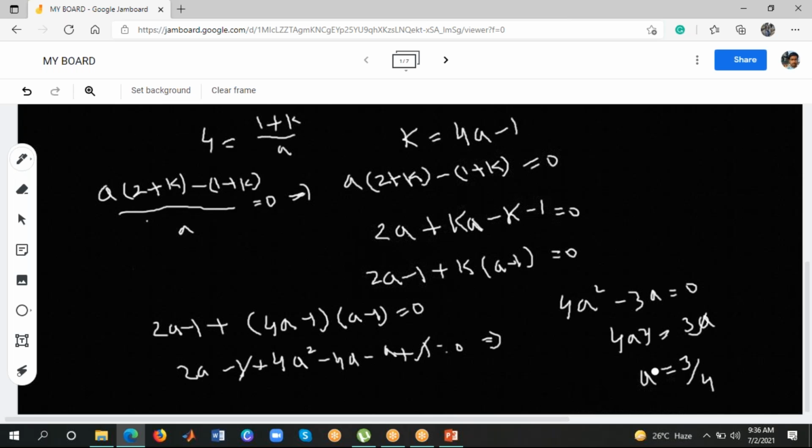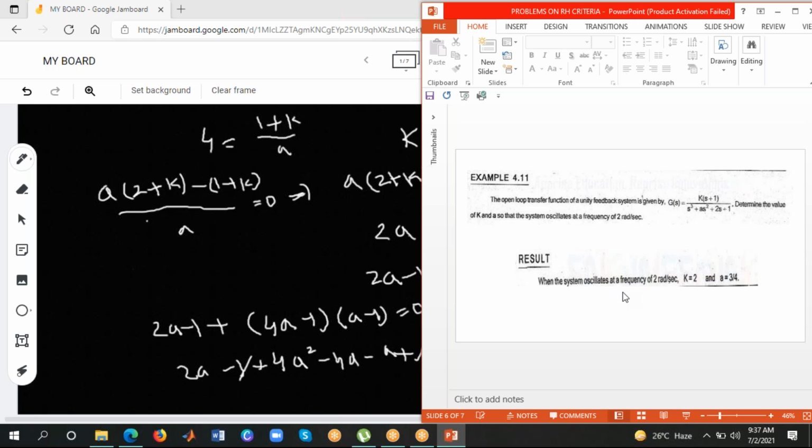If a equals to 3 by 4, what is the value of k? What is the value of k? 2. Okay. So this is the value of k, and if you substitute k equals to 2 and a equals to 3 by 4 into the row array, you will get all the values, so you can get what is the stability condition. Okay, now let me see the result of this equation. When the system oscillates at a frequency of 2 radians per second, k is equals to 2 and a equals to 3 by 4.